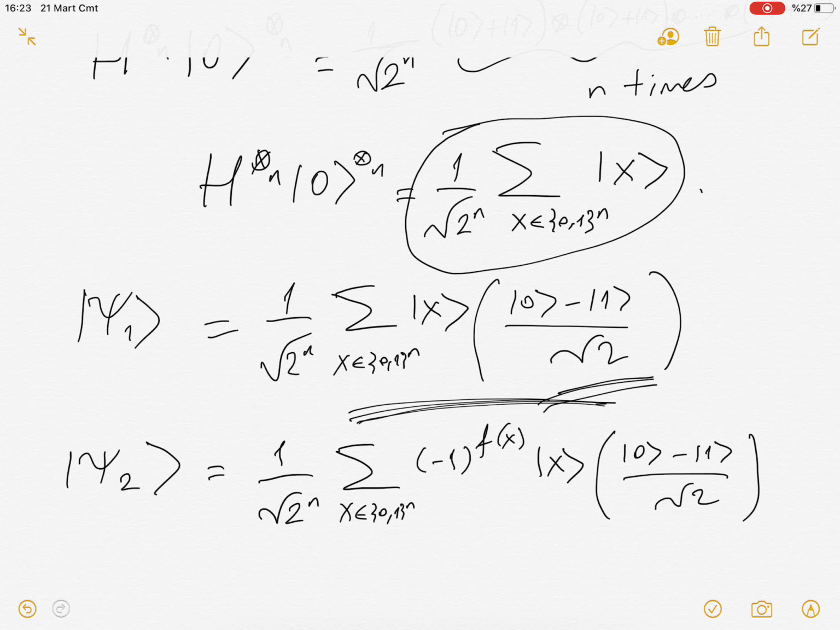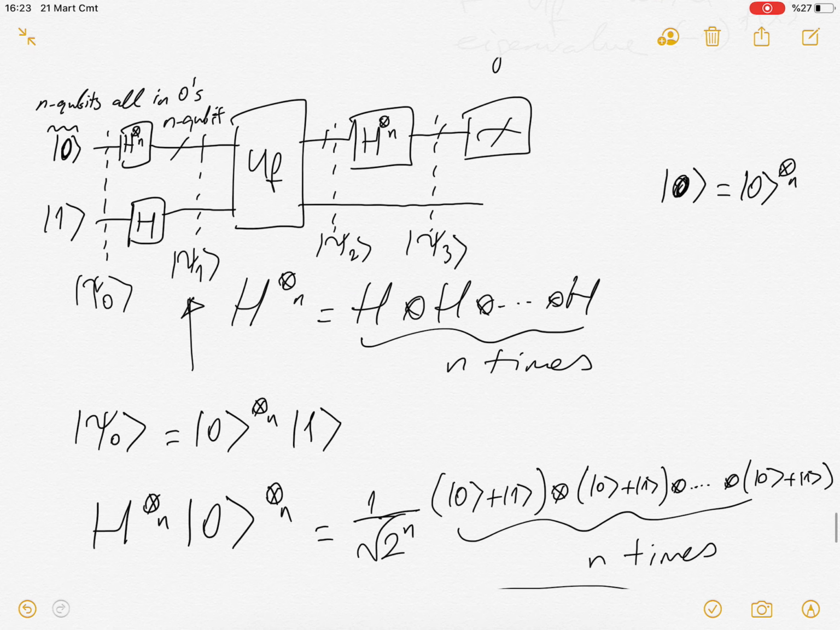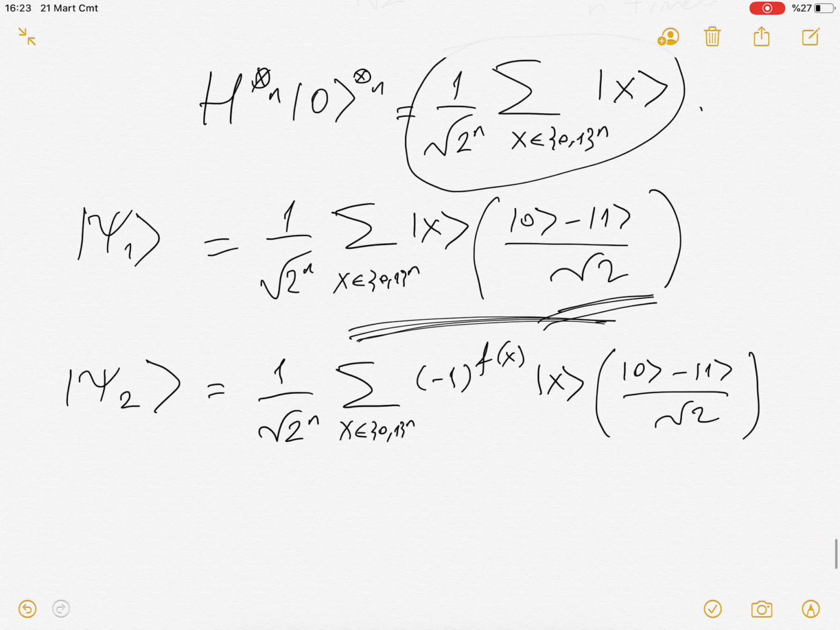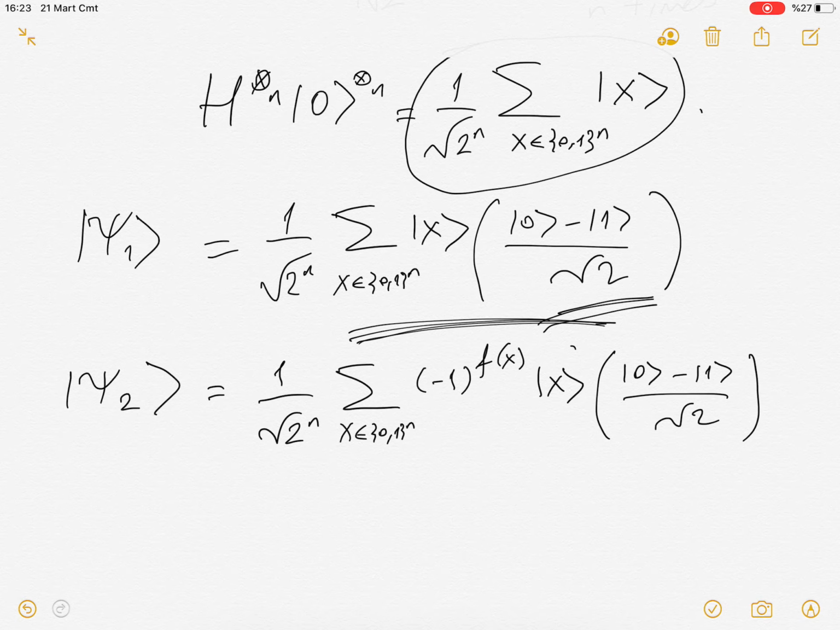Right? So psi 2 is supposed to be this state. Okay. Now what happens if we apply the Hadamard transform on this bit? Because we're applying the Hadamard transform on the first qubit, and the first qubit is in a superposition of all n-bit strings with amplitude minus 1 to the power f of x.